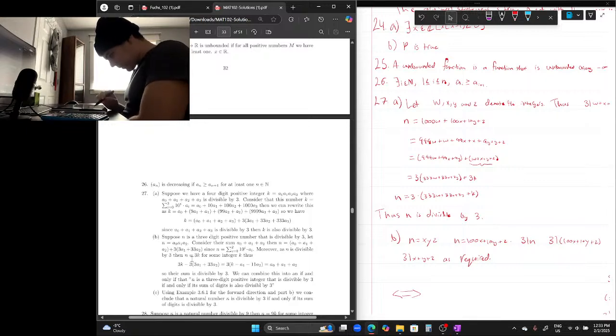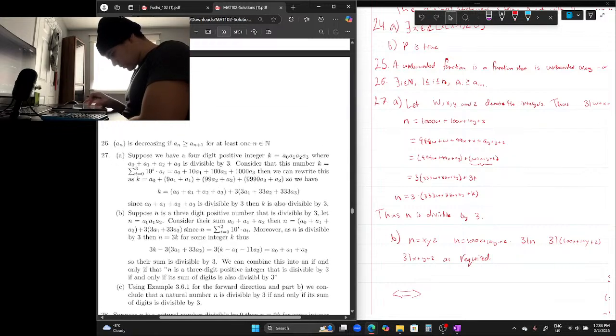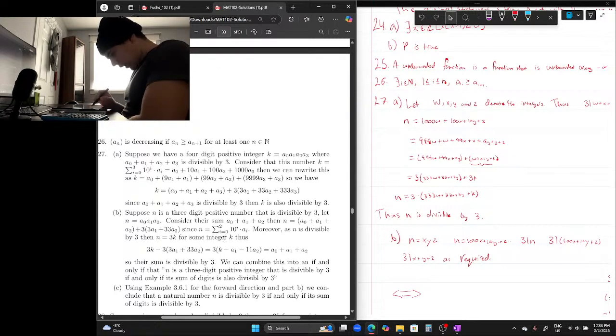Okay, so since n is equal to the sum from i equal to 0 of 10^i times a of i. Moreover, as n is divisible by 3, where did n come from? Oh. Okay, interesting. 10^i. Oh, I see what they did. I don't know why they wrote it like that, but okay.